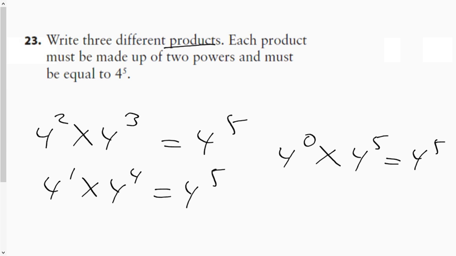And those are the only 3 non-negative ones. You could also have 4 to the negative 2 times 4 to the 7 is 4 to the 5, which is kind of interesting. But if you did negative exponents, you're way ahead of the game.